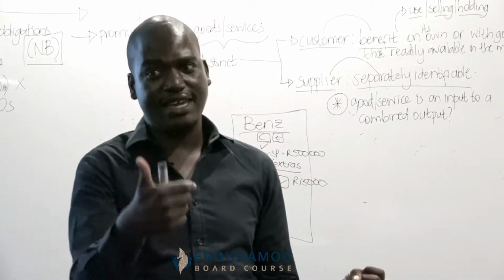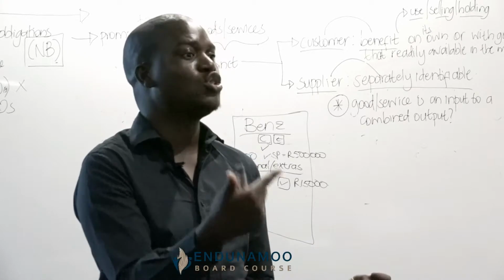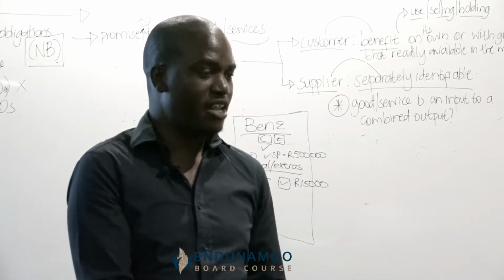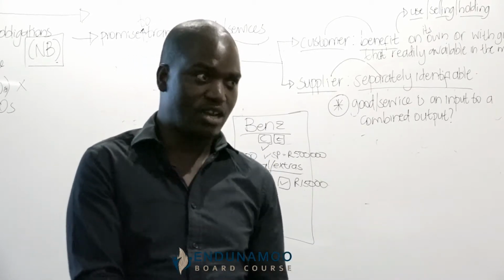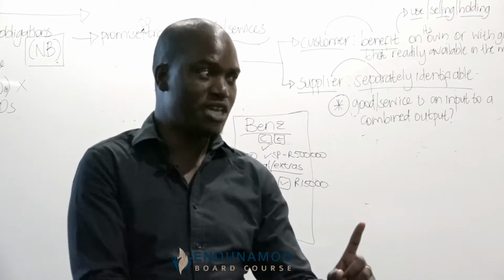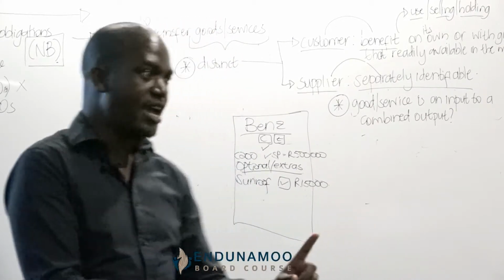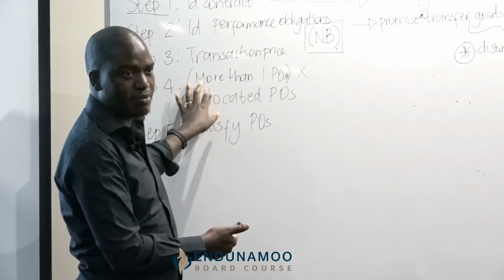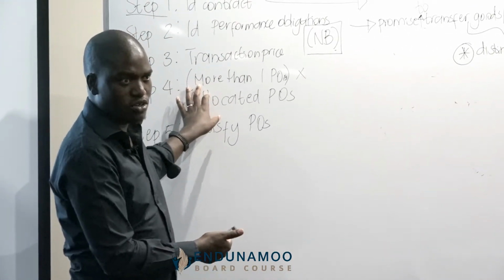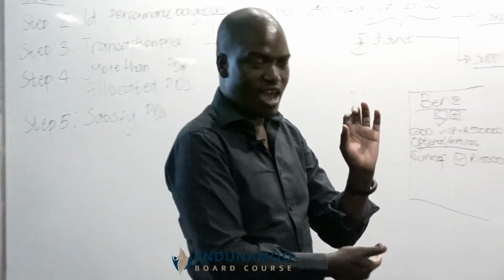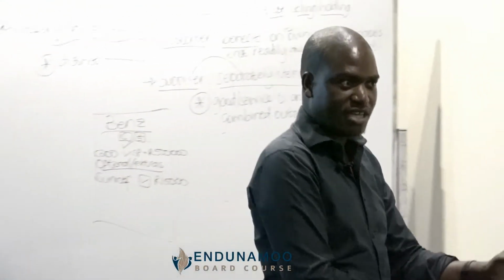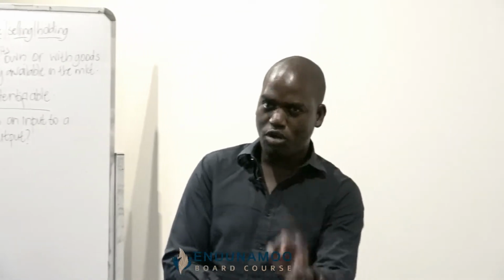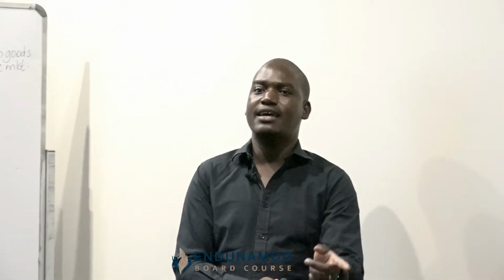Because if you say it is a car and a sunroof, there are 2 performance obligations. But if you say that it is a car with a sunroof, it's 1 performance obligation altogether. And as I'm saying, that answer impacts on what you do in step number 4. So are we clear? Do we have a car with a sunroof, or do we have a promise to deliver a car and a sunroof?